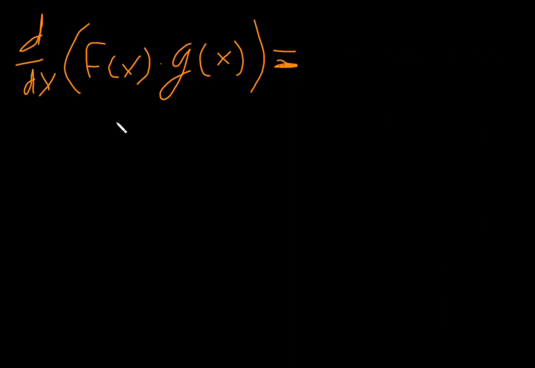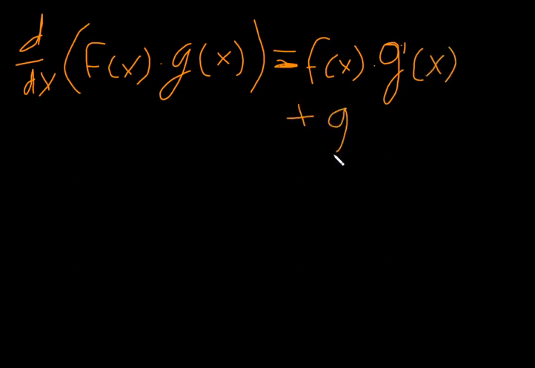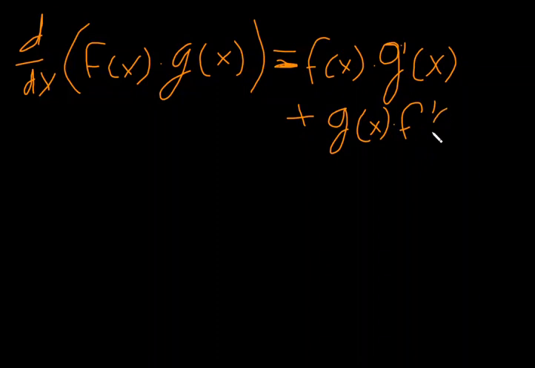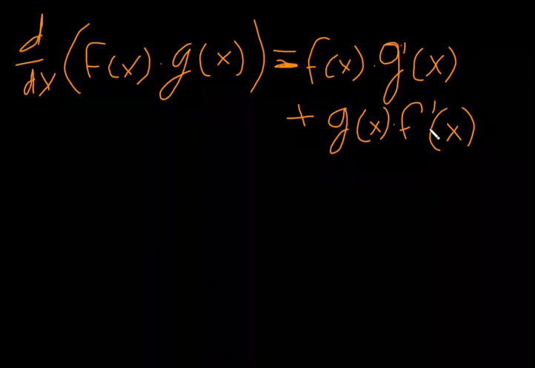But if I want to take the derivative of f of x times g of x, what I do is I take the first, f of x, times g prime of x. So first times the derivative of the second, plus the second times the derivative of the first. So plus g of x times f prime of x. Remember, f prime of x is the derivative of f. Right, so it's first times the derivative of the second plus the second times the derivative of the first.